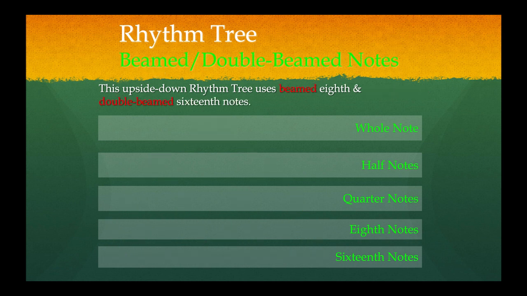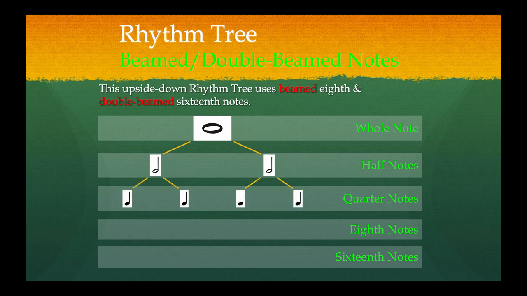This upside-down rhythm tree uses beamed eighth notes and double beamed 16th notes. It's really the same exact thing. We're just going to group our eighth notes and our 16th notes together. We start with our whole note, which subdivides into half notes. The half notes can then subdivide into quarter notes.